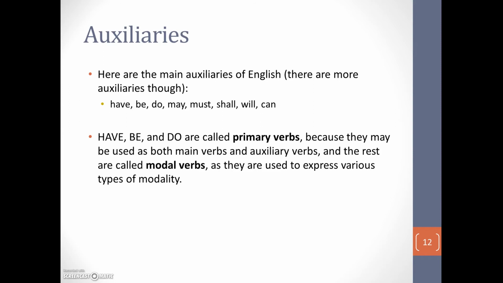That's why we sometimes say main verb be or auxiliary be, because we want to specify the function of it. Now the rest, so may, must, shall, will, can, they're modal verbs, and they are used to express various types of modality. And again, we're going to return to them at a later stage in this course.